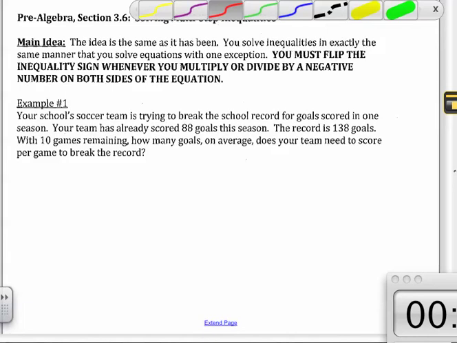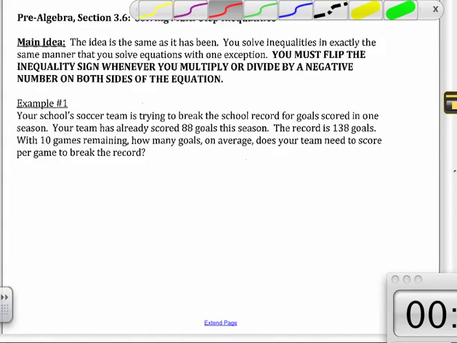This first example says, your school's soccer team is trying to break the school record for goals scored in one season. Your team has already scored 88 goals this season. That's a lot of goals. The record is 138 goals. With 10 games remaining, how many goals, on average, does your team need to score per game to break the record?